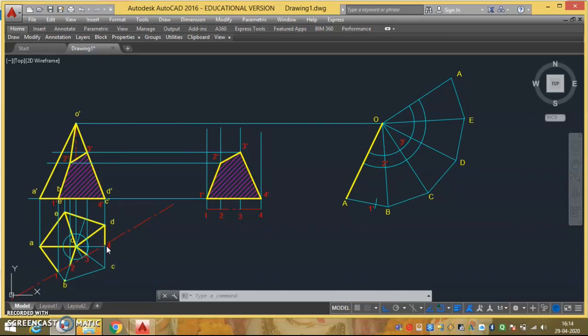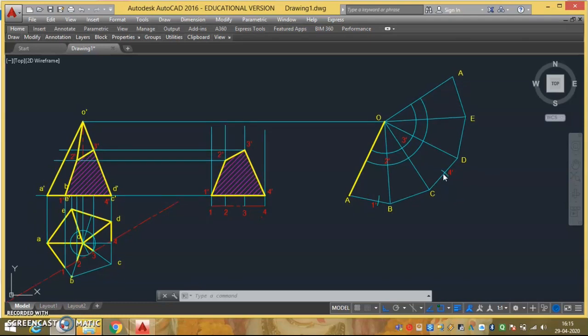I'll take the C to 4 distance in the compass, put it here and mark the arc. So we got this 4 dash here. What we did is we took the C to 4 distance in the compass, put it here and marked 4 dash. It is on the CD line, which is why we marked it here. Once you get that, you can join all the points.